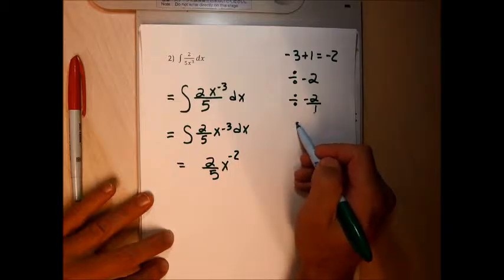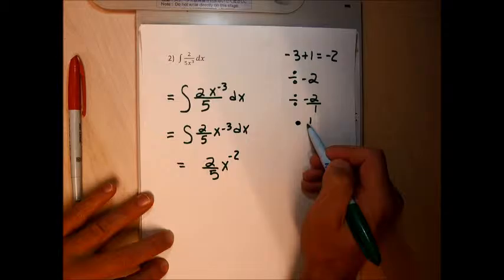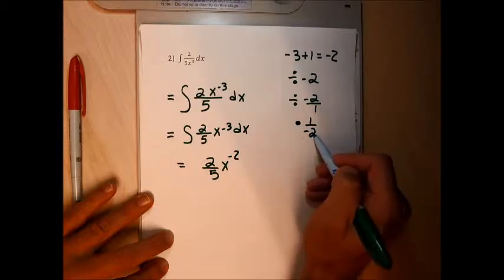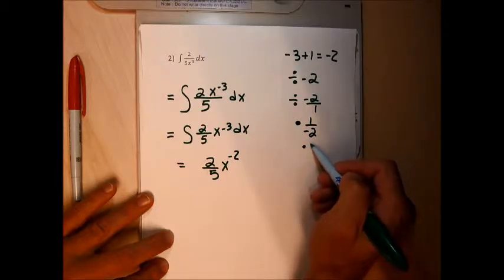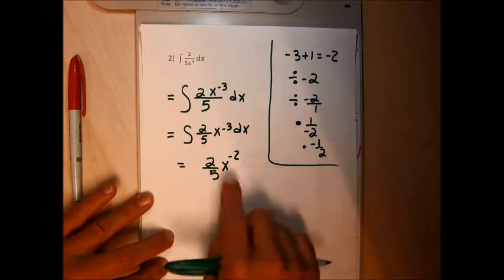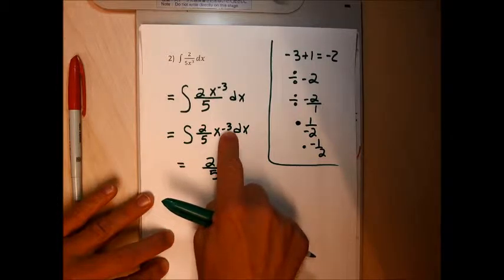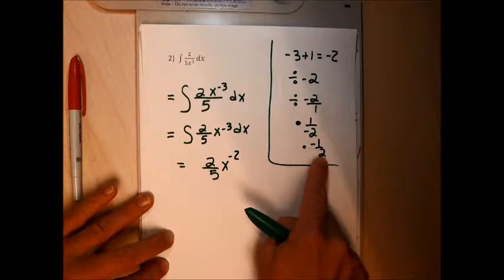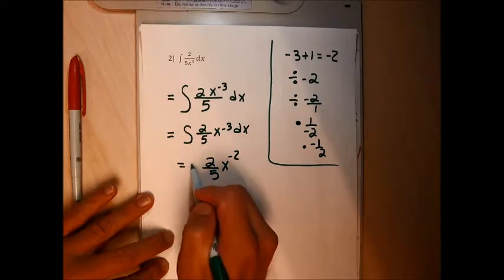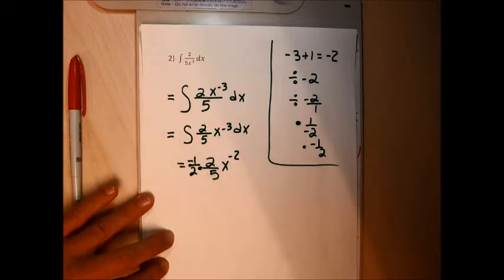But instead of dividing by negative 2 over 1, I'm going to multiply by 1 over negative 2. And 1 over negative 2 is the same thing as negative 1 over 2. So instead of adding 1 to the exponent and dividing by the new exponent of negative 2, I'm going to add 1 to the exponent and get an exponent of negative 2, and multiply by negative 1/2, which is the same as dividing by negative 2.